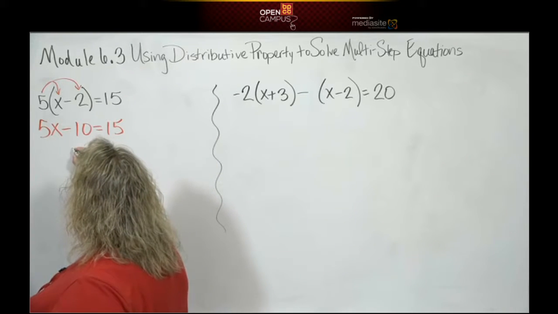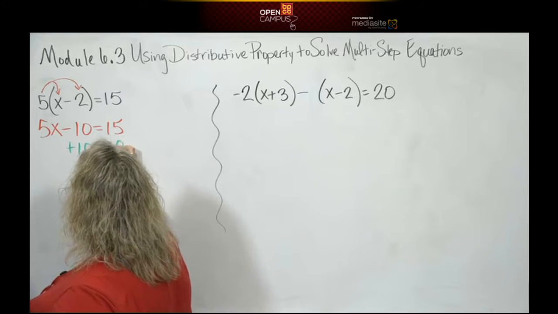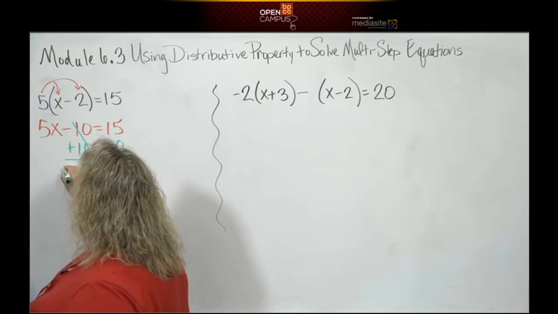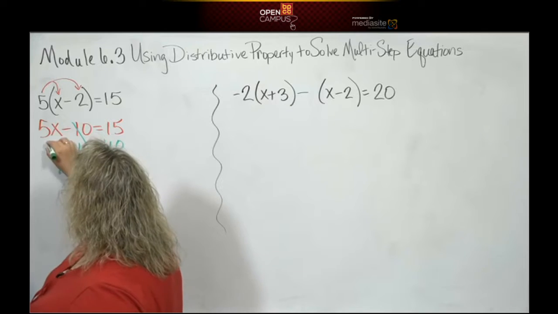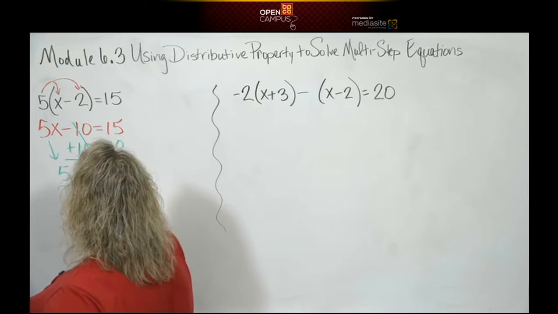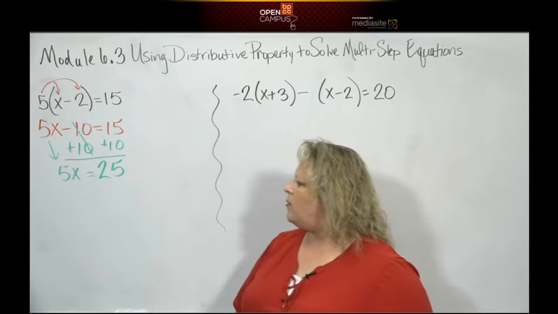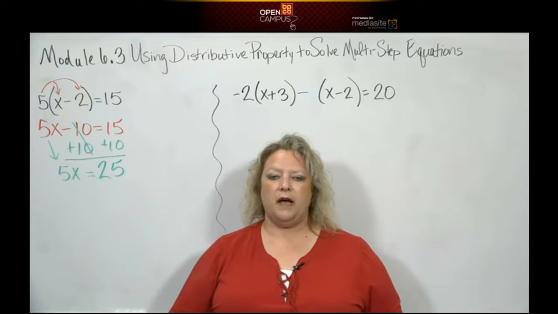And I can do that right now. Addition, because we're going to do the opposite. And that gives me 5x. Remember, that comes down until I need it. And then 15 plus 10 is 25. Okay, so now I have a one-step equation. 5x is equal to 25.